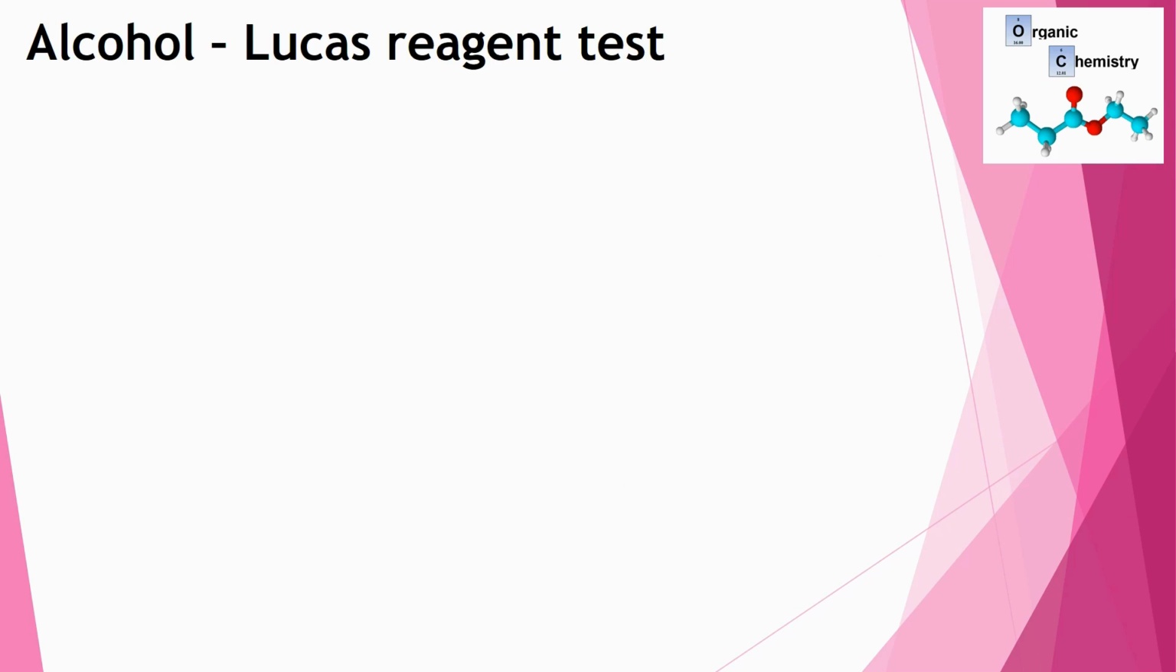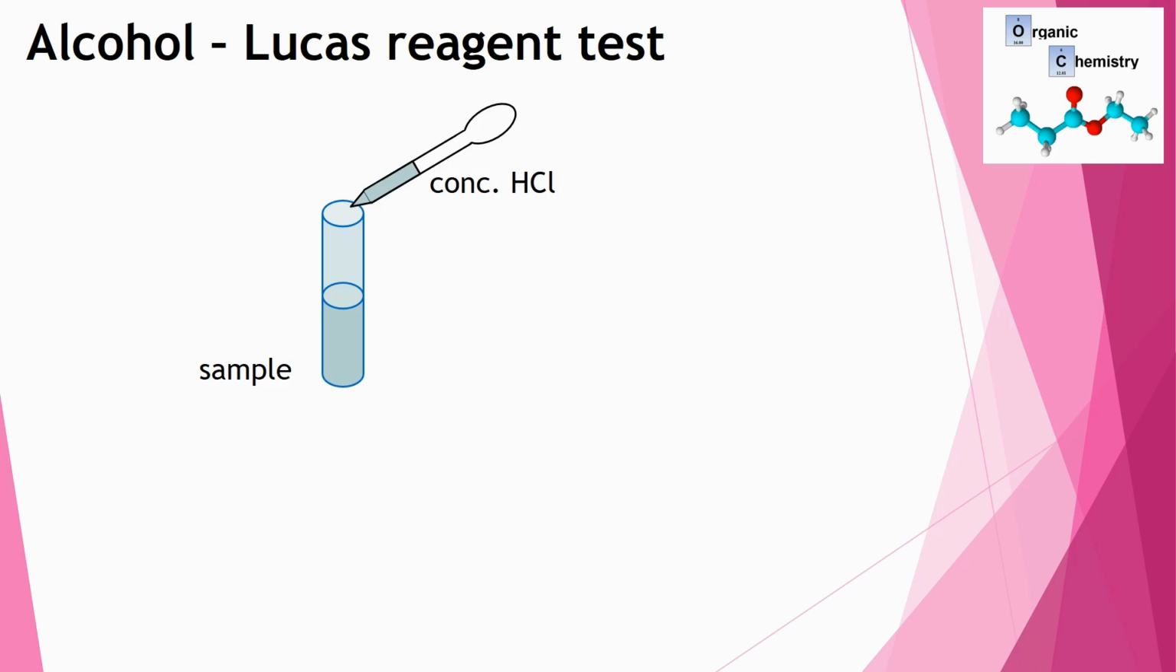Okay, so we can also use something called Lucas reagent to further identify the difference between primary, secondary, and tertiary alcohols. Now, for Lucas reagent, we take our organic sample, and what we add to it is concentrated hydrochloric acid.